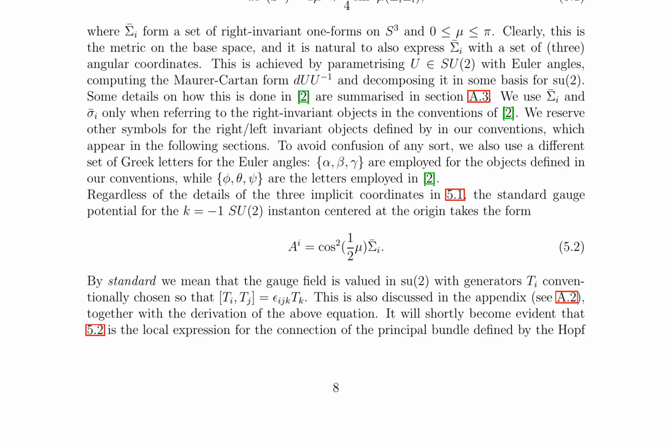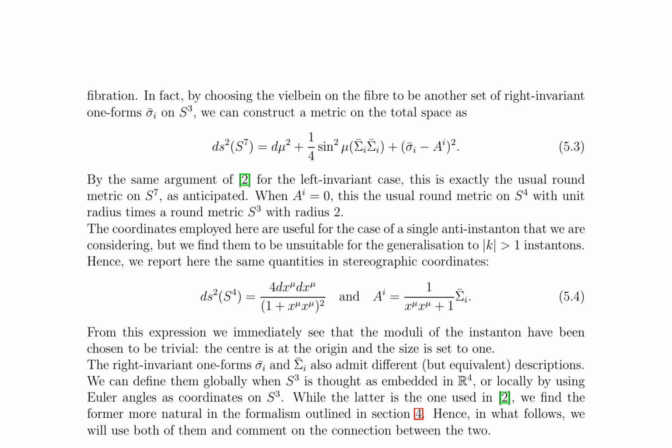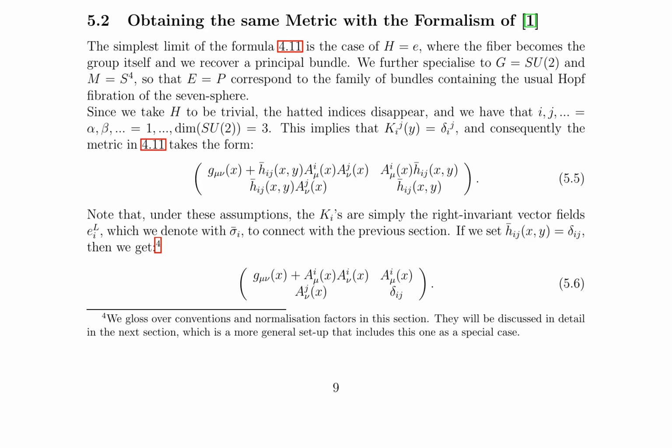The paper also discusses the gauge potential for the k equals -1 SU(2) instanton centered at the origin, which is valued in SU(2). The authors then construct a metric on the total space by choosing the Vielbein on the fiber to be another set of right-invariant 1 forms. This results in the usual round metric on S7.